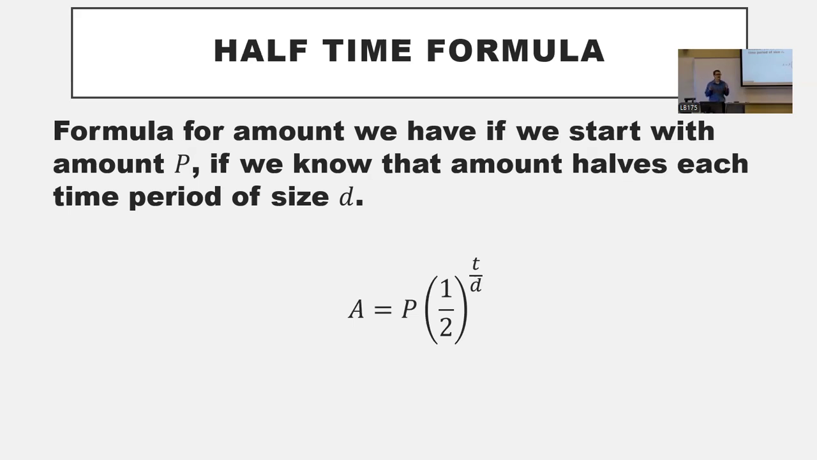So if an amount gets cut in half every time period of size D, then the equation is P times a half raised to the T over D power. Sometimes people put H for this, for half time, halving time, instead of the D that I put. Doesn't matter which one you use.